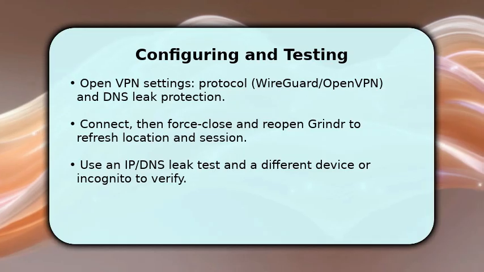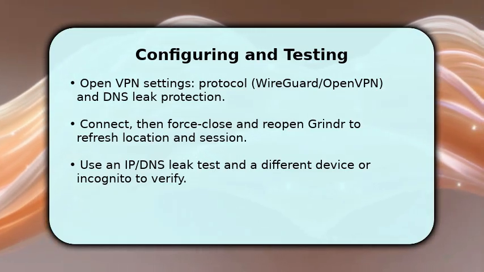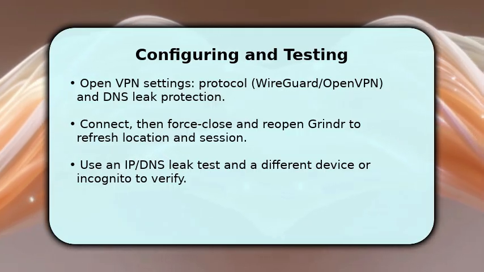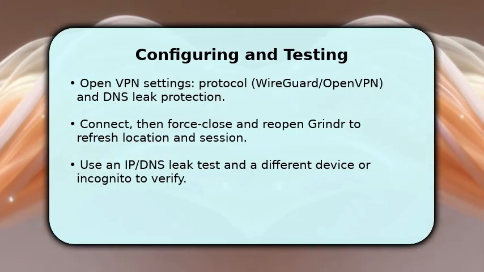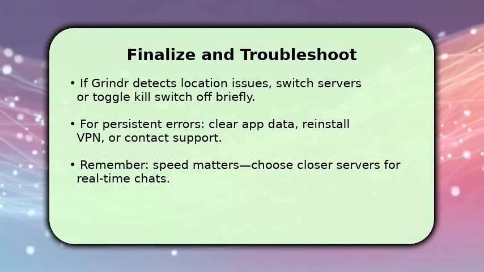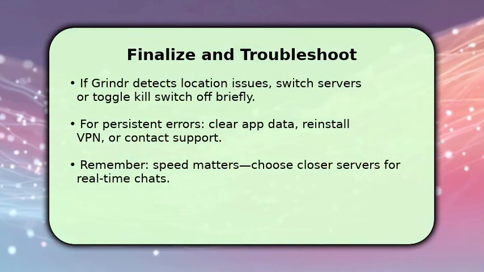To confirm, run an IP and DNS leak test. If tests show the VPN's IP, your traffic is tunneled correctly, and you can proceed with normal use. You finish by checking chat responsiveness and profile visibility. If messages lag, pick a closer server for lower ping.